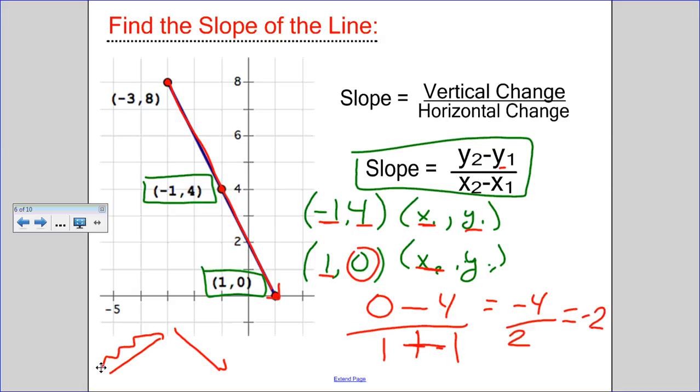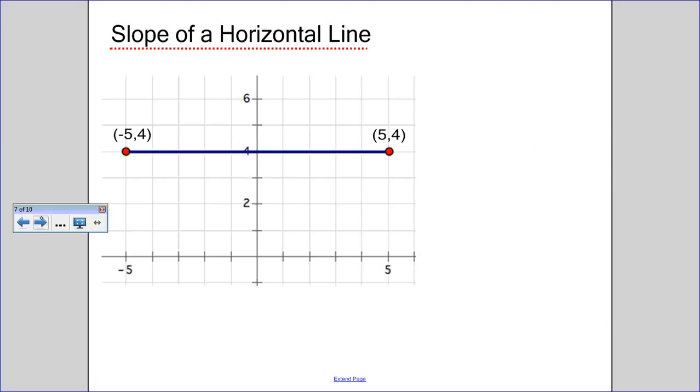We could also see this if we did the rise over run on our graph. If we started at a point, we would know to get to our next point, we have to go down 2 and over 1. We went down 2 and we ran 1. So there's a lot of ways that we can find slope when looking at graphs.